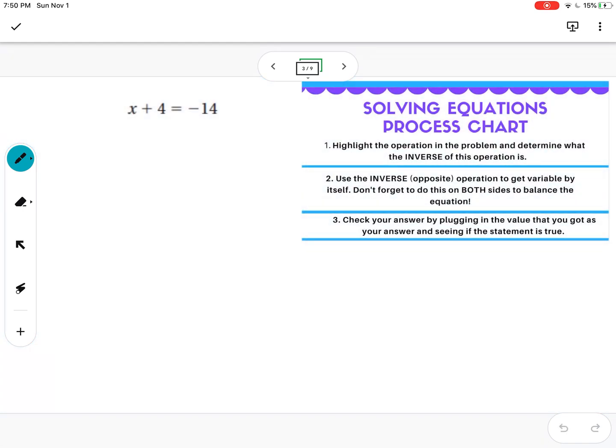All right, so I put a little process chart over here on the side just in case you need help with knowing what to do. But remember, the very first step was to highlight what operation is going on here. And in this case, it's addition. And of course, the inverse of that is subtraction. So that means we have to subtract. Okay, so I'm going to rewrite this equation. X plus 4 equals negative 14.